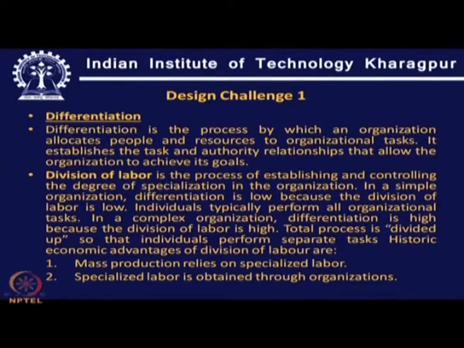So, what we do is we divide the task into organization. There are certain tasks, and what we do is allocate people and resources to that task. And so, what it establishes is the authority relationship and task relationship, which allows the organization to achieve its goal. Division of labor is the process of establishing and controlling the degree of specialization in the organization.